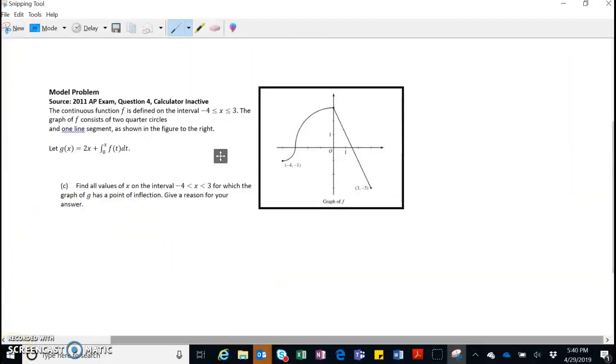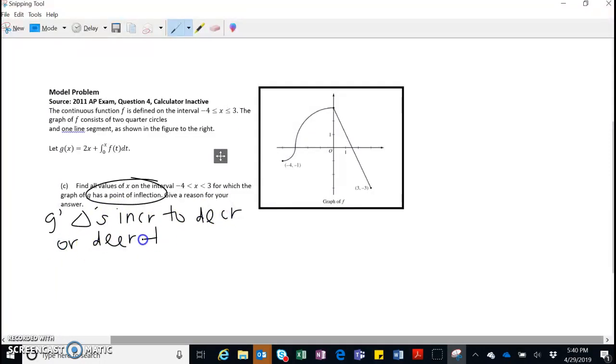Okay, so next I have our typical point of inflection question. So I want to know when G has a point of inflection. Just as a reminder from earlier, that's going to be when G prime changes from increasing to decreasing, or vice versa, decreasing to increasing. So let's remind ourselves real quick.